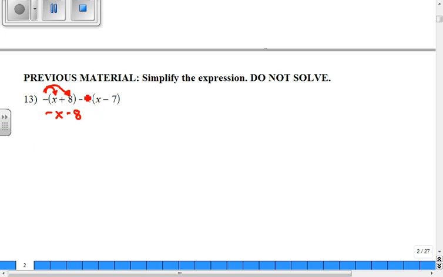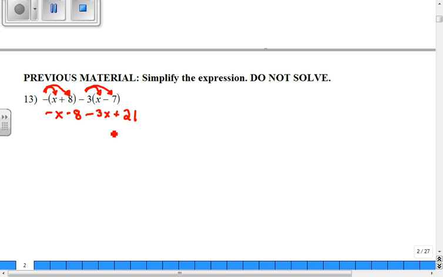Okay, now we have to distribute this negative 3. So negative 3 times x gives me negative 3x. And negative 3 times negative 7 gives me positive 21.